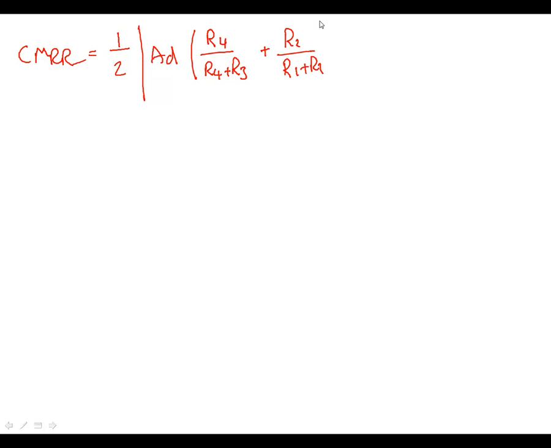So, common mode rejection ratio is a half into, we're taking the terms out, so we've got AD, R4 over R4 plus R3, plus R2 over R1 plus R2. There's our differential mode term, plus our common mode term, ACM over 2.